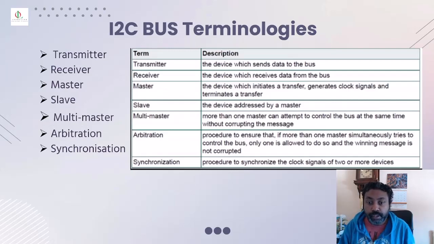Arbitration is a procedure to ensure that if more than one master simultaneously tries to control the bus, only one is allowed to do so, and the winning message is not corrupted. So whatever message has to reach the slave shouldn't be corrupted. That's why it manages the traffic between the data channels. Synchronization is the procedure to synchronize all the system clock signals and then deliver the clocks to one or more devices. So these are some of the terminologies.